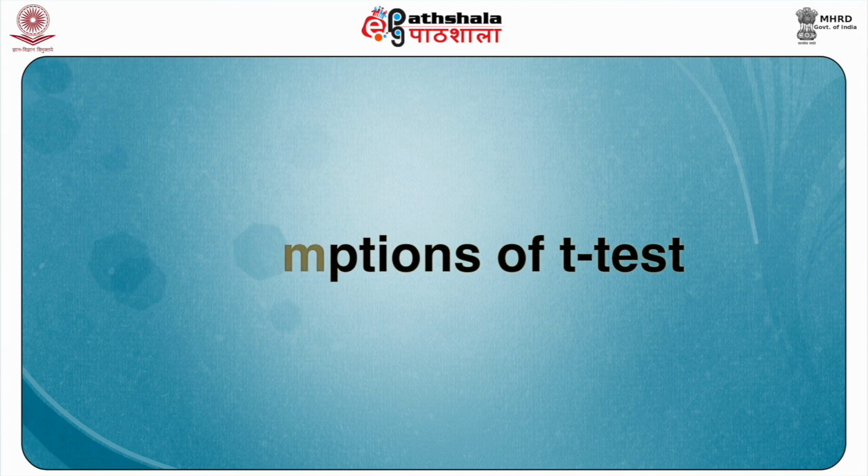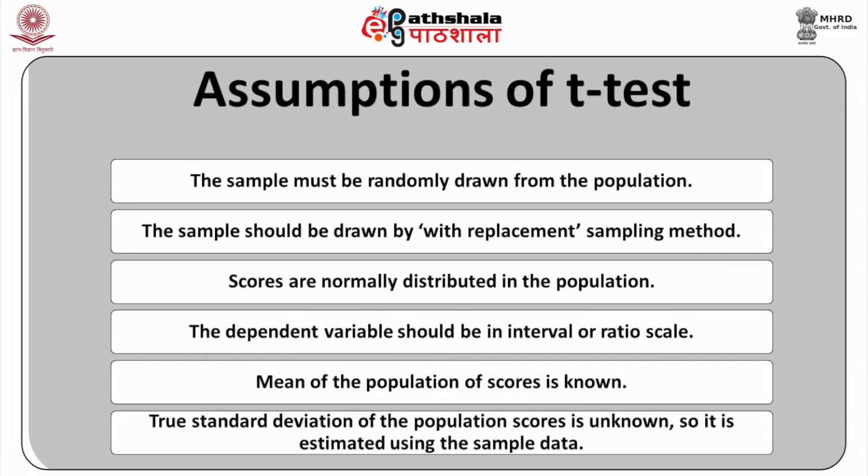Assumptions of t-test. When performing a t-test, the following assumptions must hold true. The sample must be randomly drawn from the population. The sample should be drawn by the with-replacement sampling method.